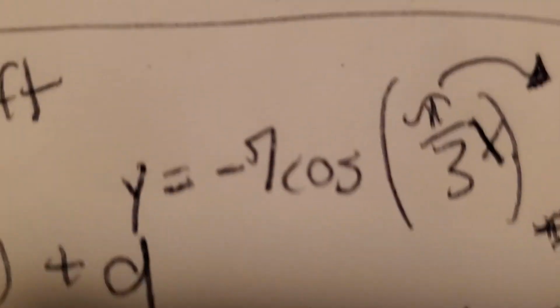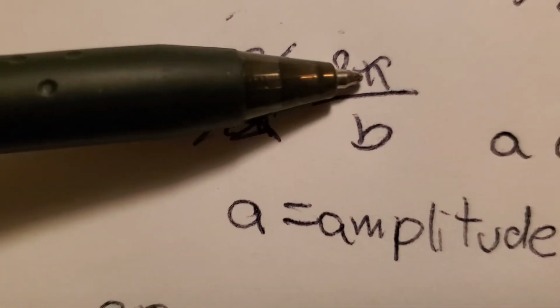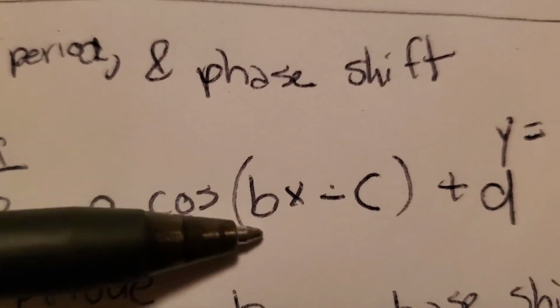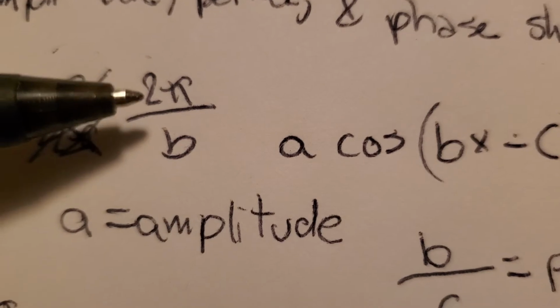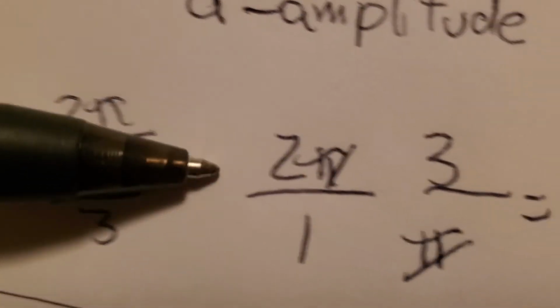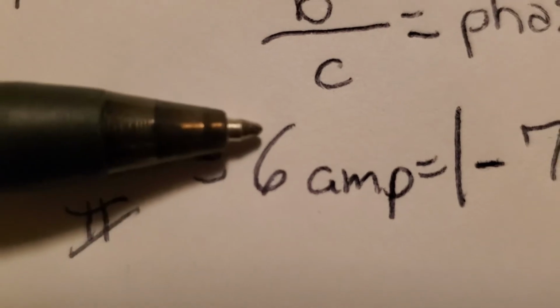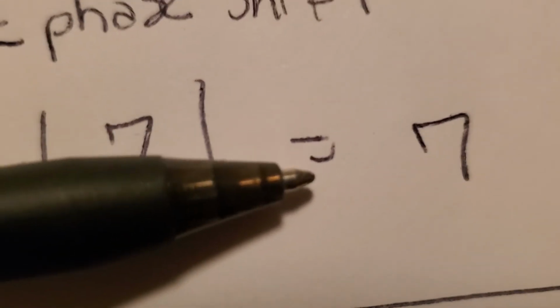The last thing you're going to do is find the period, which is right here. You're going to take this equation, which is 2 pi over b, so you're going to look for b here. So b right here is what you're multiplying the x by, and you see that you're going to multiply it by pi over 3. So you're going to take 2 pi and divide it by pi over 3. You're going to do the math out, and then you're going to get 6 for your period, and you're going to get 7 for your amplitude, and that's how you solve this question.